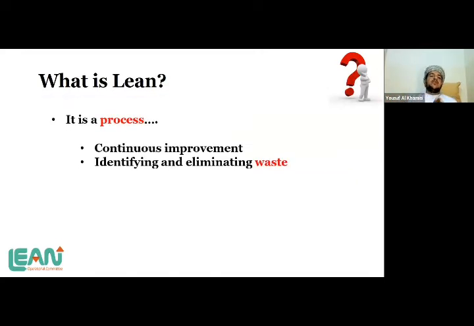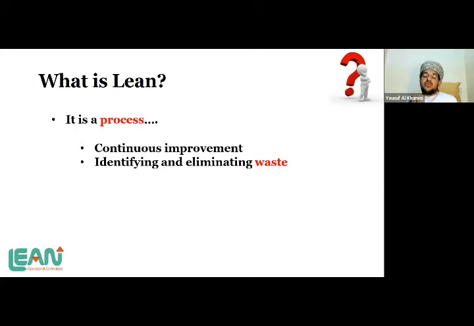Okay, so if we want to define lean in a very simple way, it is a process of continuous improvement. It is not one step, and there is no end for this improvement. It is a continuous improvement. If we can reduce the waiting time in the emergency room by 30% from 6 hours to 3 hours, then we need to aim for further improvement in the next project after finishing the current one. So it is a continuous improvement.